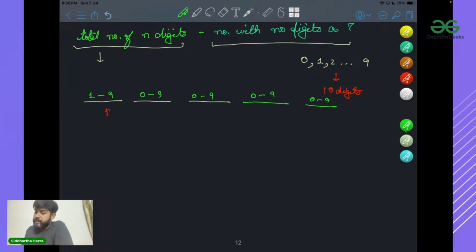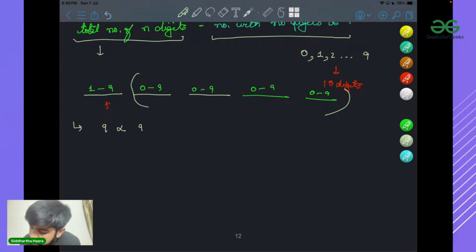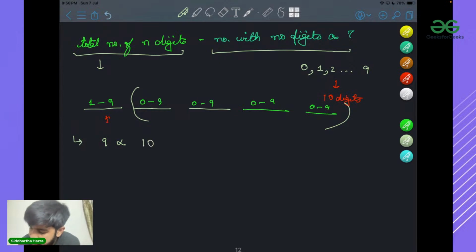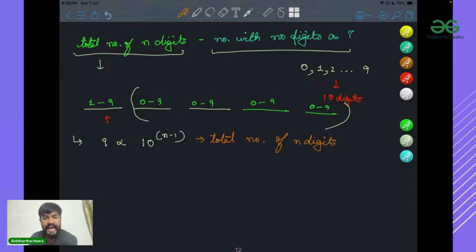So now if you ask me, the total number of n digits that we can have is how much? It is 9 multiplied by, this is what? All the positions except the leading position. So it would be 10 values, because 0 to 9 means 10 values. It would be 10 multiplied by n minus 1 number of times. This is the total number of n digits that we can have.